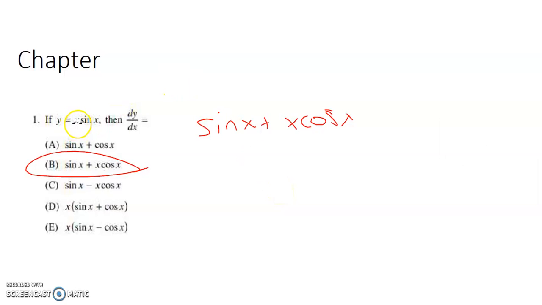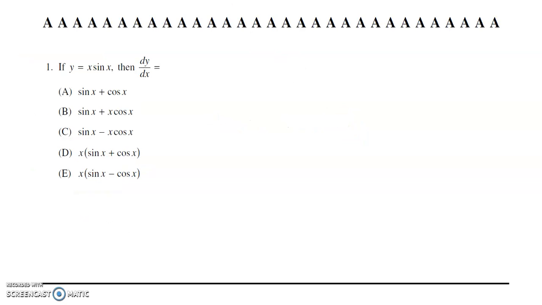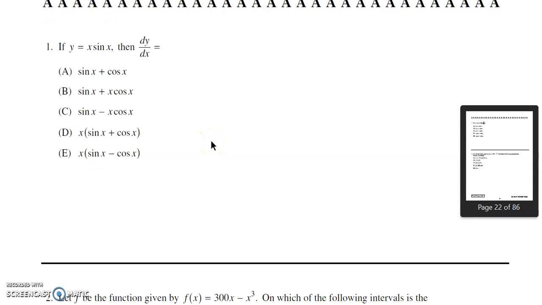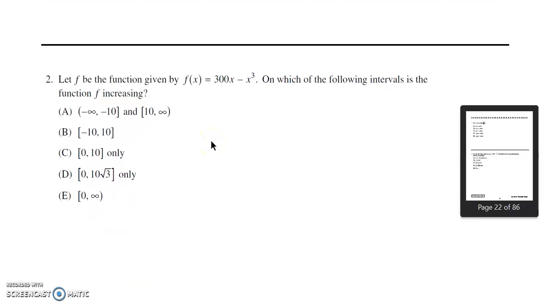I did the derivative of the first, which was 1, and then I wrote the second. So it was 1 times sine x plus x times the derivative of sine. So I get x cosine x. Hopefully you got that one. If not, you see what you did wrong. All right, so let's go to question 2.